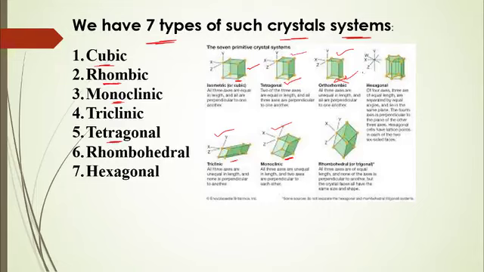Tetragonal structural system. And then we have the rhombohedral structural system. The rhombohedral structural system looks like this, more like a side view from up looking at a standing cuboid. And then we have the last one, the hexagonal structural system. Count them: 1, 2, 3, 4, 5, 6, 7. So these are the 7 such types of crystal systems that we have.